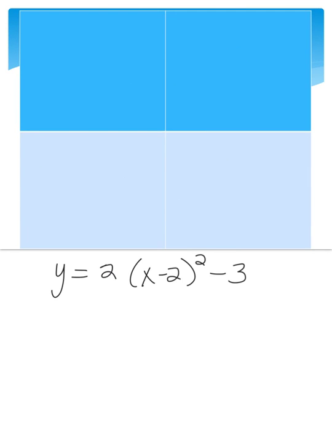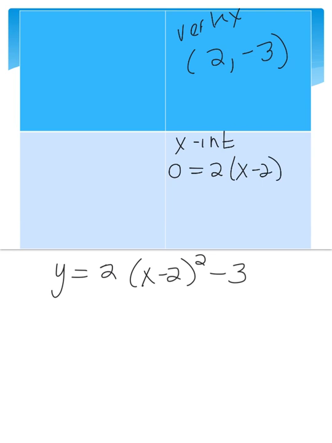Let's do one more that's in vertex form. So because this is in vertex form, we can see that this vertex is at 2, -3. Let's go ahead and find x-intercepts. So we're going to let y equals 0, and we're going to add 3 to both sides.